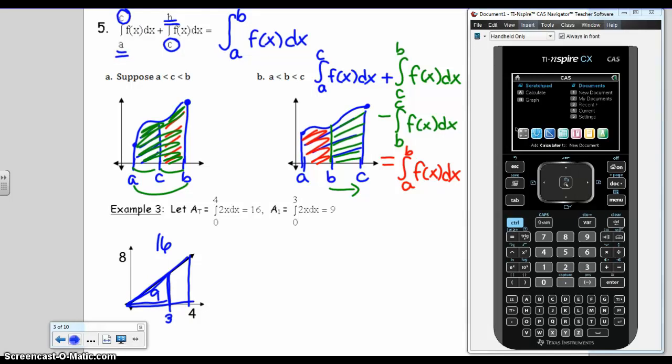Okay, so let's think about this with numbers. We want to find the integral from 3 to 4 of 2x dx. So this should be really fairly obvious. If the entire integral is 16, and we know that part of it is 9, then the missing part is going to be 16 minus 9, which is 7. So the integral from 3 to 4 should be 7, because 9 plus 7 adds up to 16.